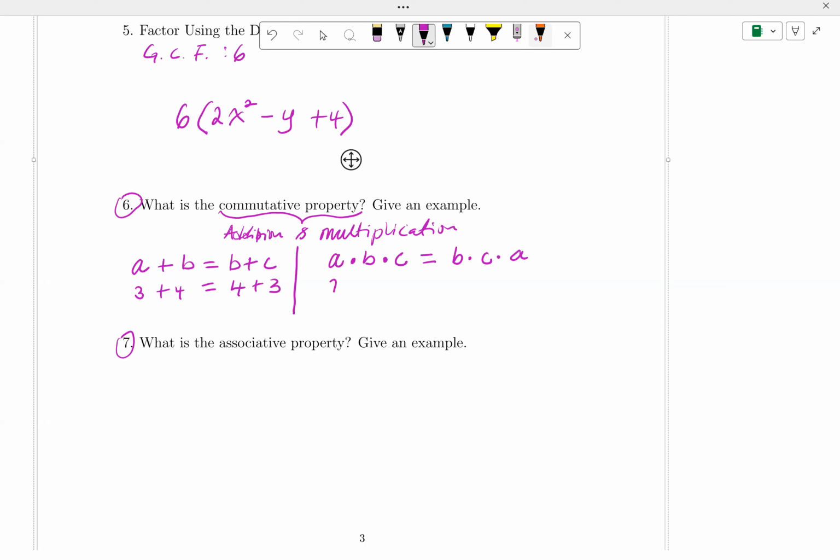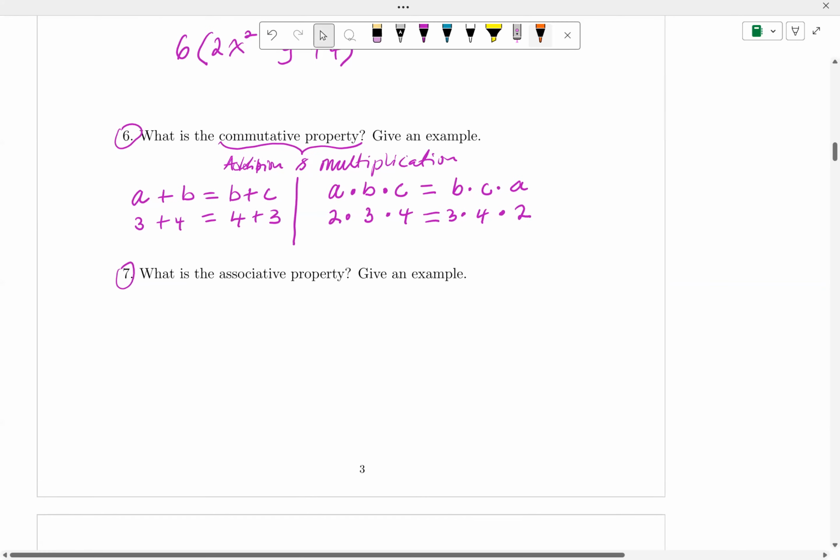Let's use numbers. For example, 2 times 3 times 4. If we change that order, and now 2 is last, 4 is in the middle, and 3 is in the beginning, the answer is going to be the same. 2 times 3 times 4 is 24. 3 times 4 times 2 is also 24. That's what the commutative property says. You can make your own examples.